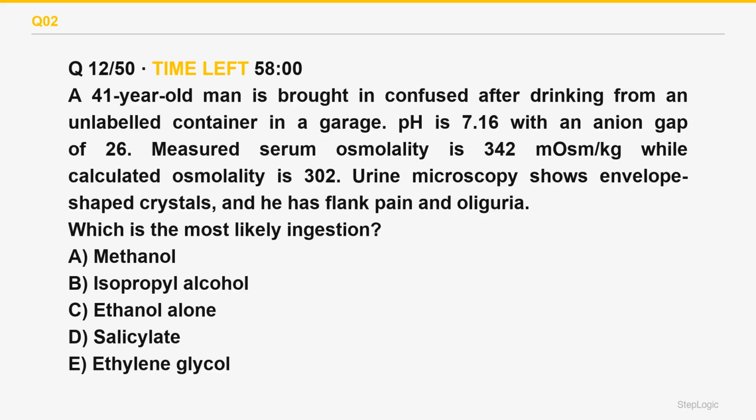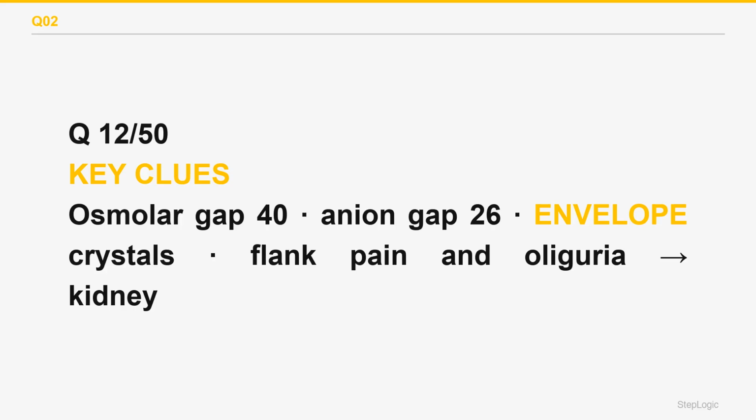Read the command, the ingestion. An osmolar gap with an anion gap acidosis names the class of poison. The target organ names the specific one. An osmolar gap, measured minus calculated osmolality above roughly 10, means an unmeasured small solute is circulating, and combined with an anion gap acidosis, this points to a toxic alcohol.